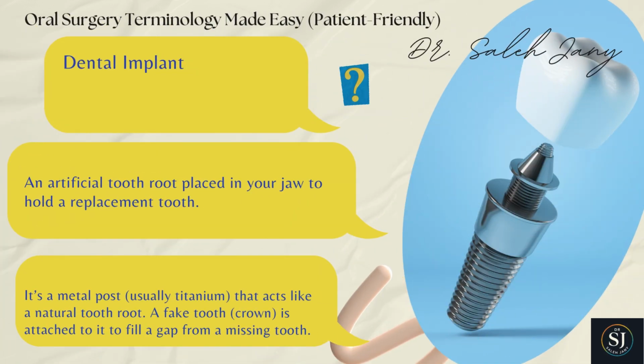Dental implant. What it means: an artificial tooth root placed in your jaw to hold a replacement tooth. Explanation: it's a metal post, usually titanium, that acts like a natural tooth root. A fake tooth, a crown, is attached to it to fill a gap from a missing tooth.